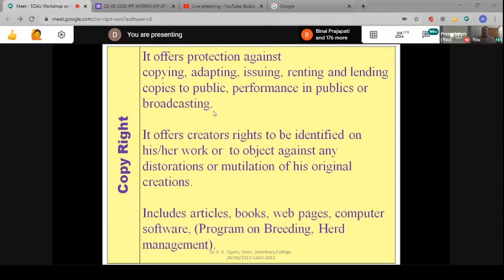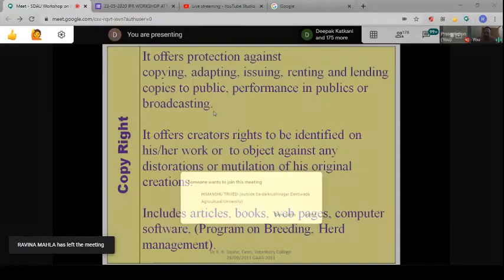Copyright offers protection against copying, adapting, issuing, renting, lending copies to the public, performance in public, and broadcasting. It's very simple: copyright offers protection against copying. Somebody has published a book, you cannot publish the same book, with the same kind of words and the same title, under your name. That we know very well. Then adapting, issuing, and renting and lending copies to the public.